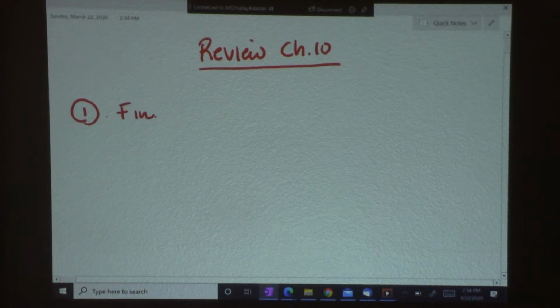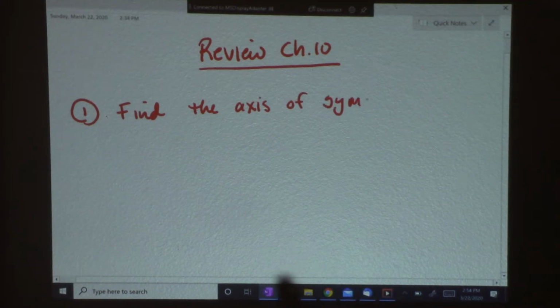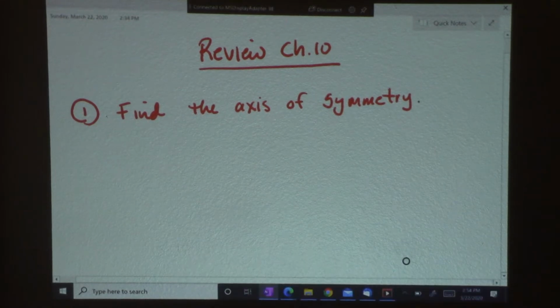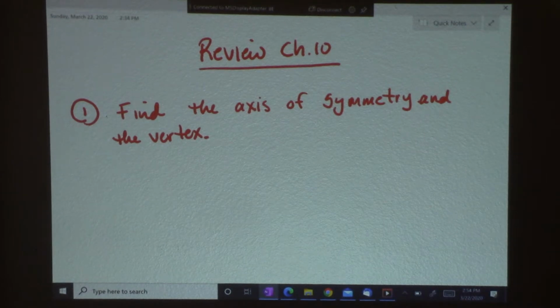Find the axis of symmetry and the vertex. Hope you can read that okay. This is the first problem that we're going to do. Okay. y equals x squared plus 4x plus 11.